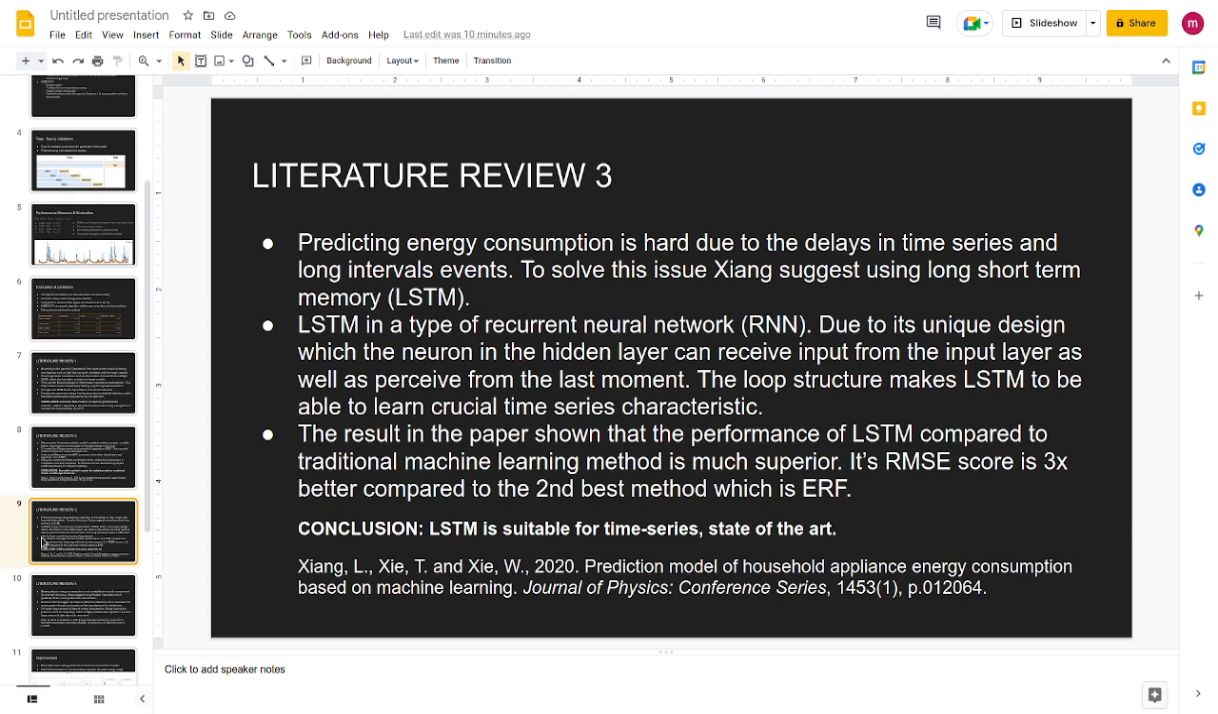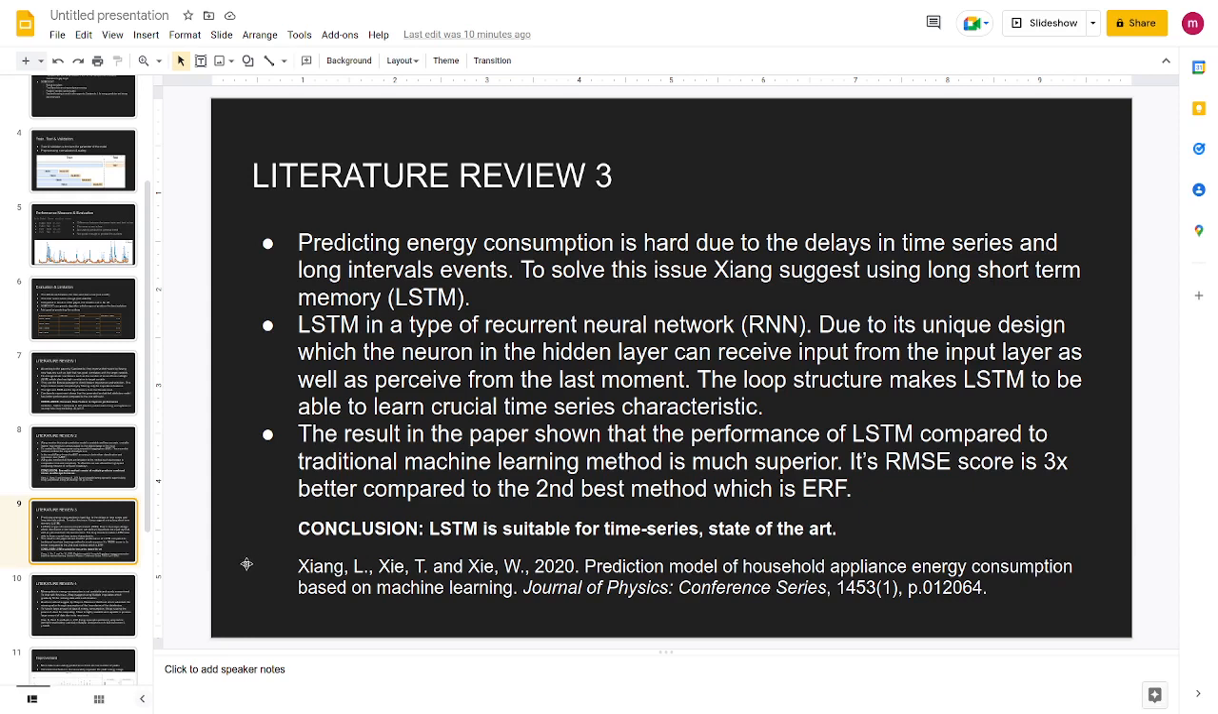LSTM is a type of recurrent neural network. Due to its unique design, the neurons in the hidden layer can receive input from the input layer as well as from the hidden layer at the last moment. The loop structure enables LSTM to learn crucial time series characteristics. This is why we use LSTM.